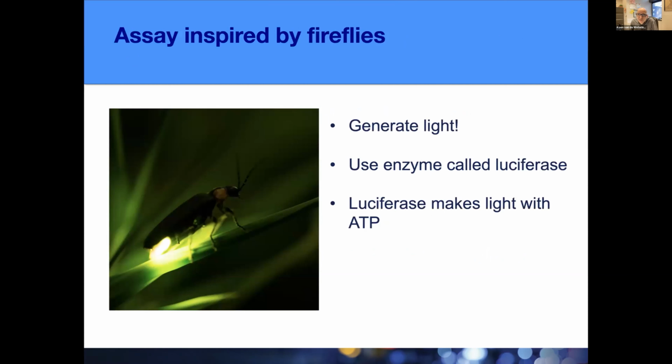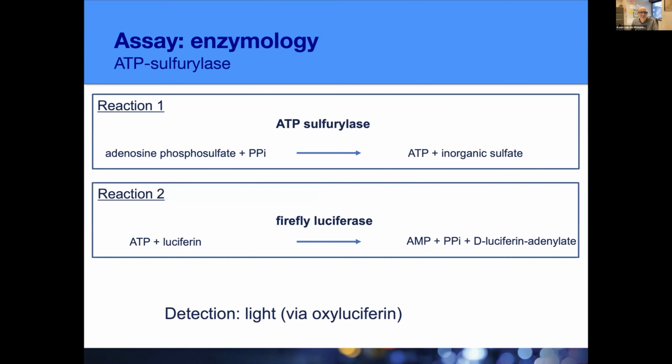And our assay that we have developed is inspired by fireflies. I think these are magic bugs that you can see in summertime that produce light. And they do produce light using an enzyme that's called luciferase, firefly luciferase. And this luciferase makes light with the help of ATP. And we actually made use of this enzyme that's produced by the fireflies to detect pyrophosphate in plasma.